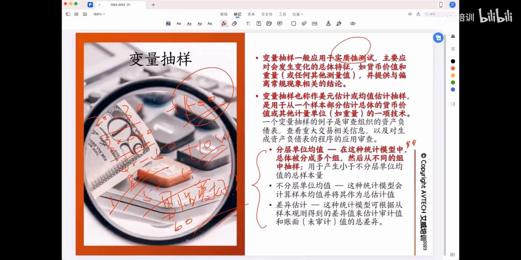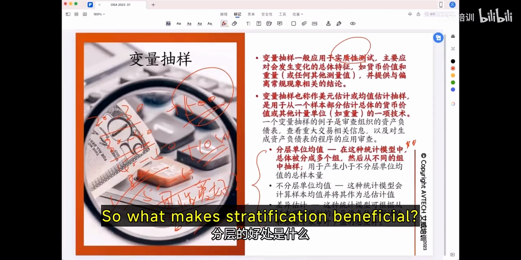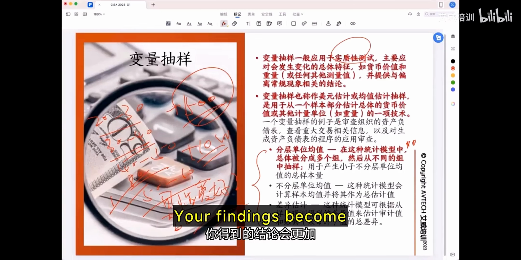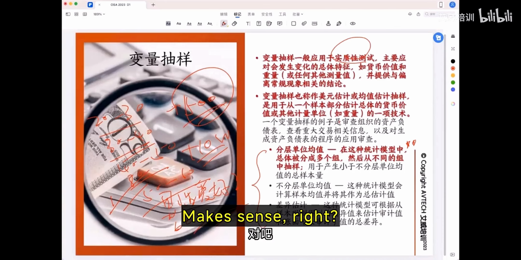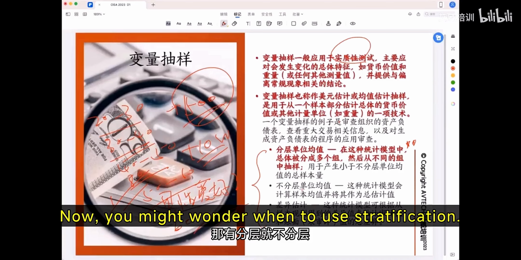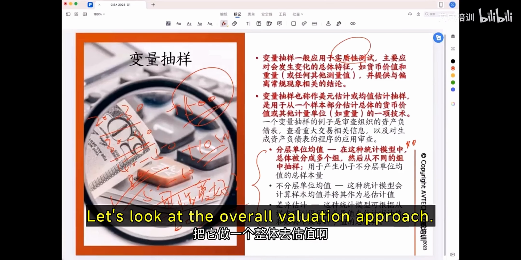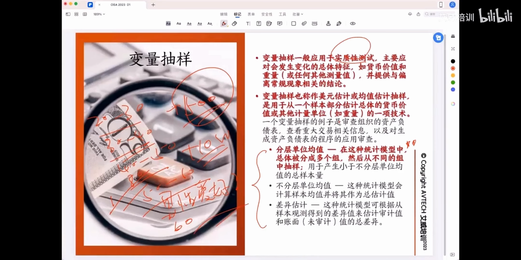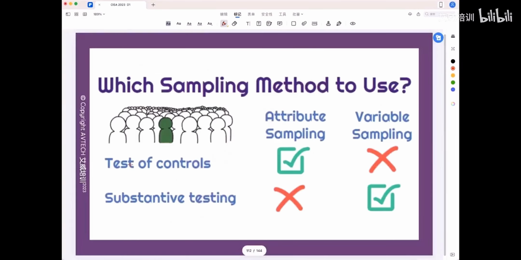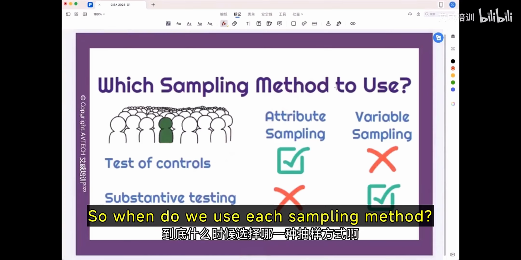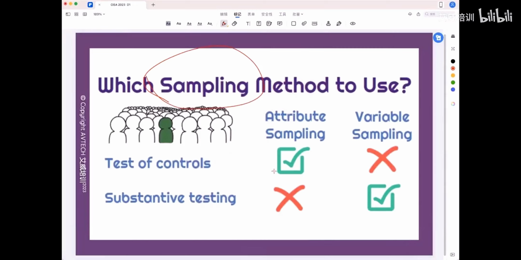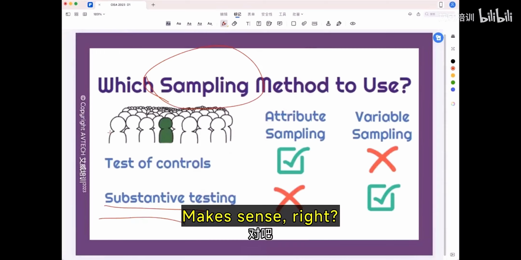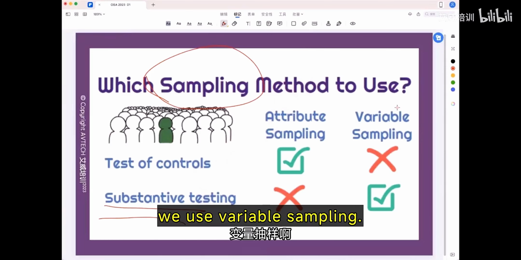Stratified sampling. We look at the unit mean values. So what makes stratification beneficial? Your findings become both more accurate and precise. Makes sense, right? Now, you might wonder when to use stratification. When we don't use stratification, let's look at the overall valuation approach. So when do we use each sampling method? For control testing, we use attribute sampling. Makes sense, right? For substantive testing, we use variable sampling.